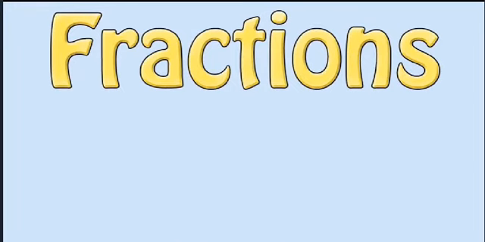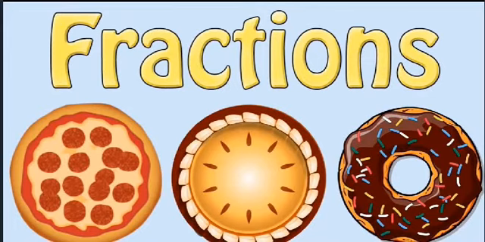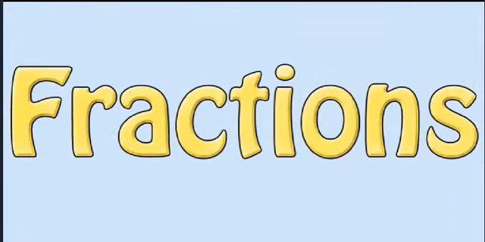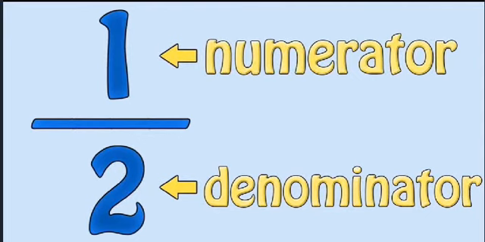It's easy to count whole things like a pizza, a pie or a donut. But what if we only had part of one? How would we count it then? We use fractions. Our fractions look like this. The bottom number is called the denominator. It shows how many equal pieces an object has been divided into. The top number is called the numerator. It shows how many parts of the denominator you are looking at.